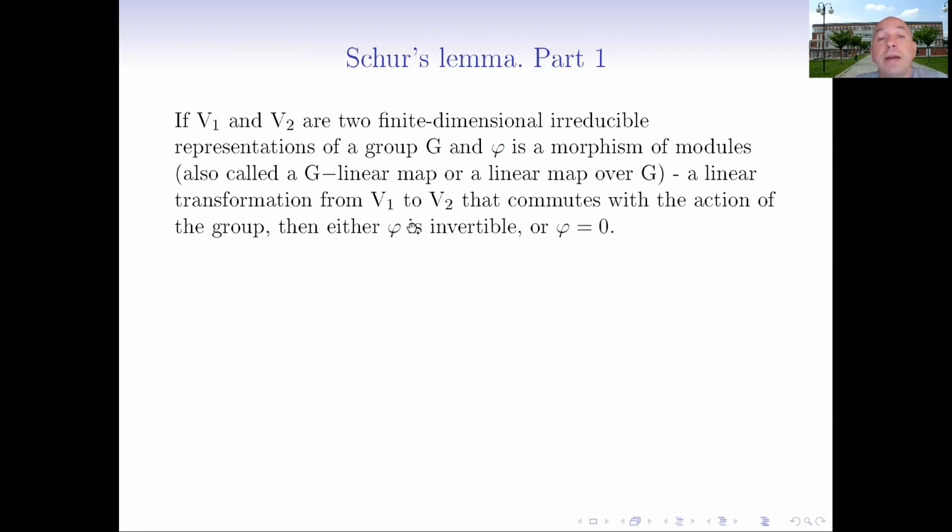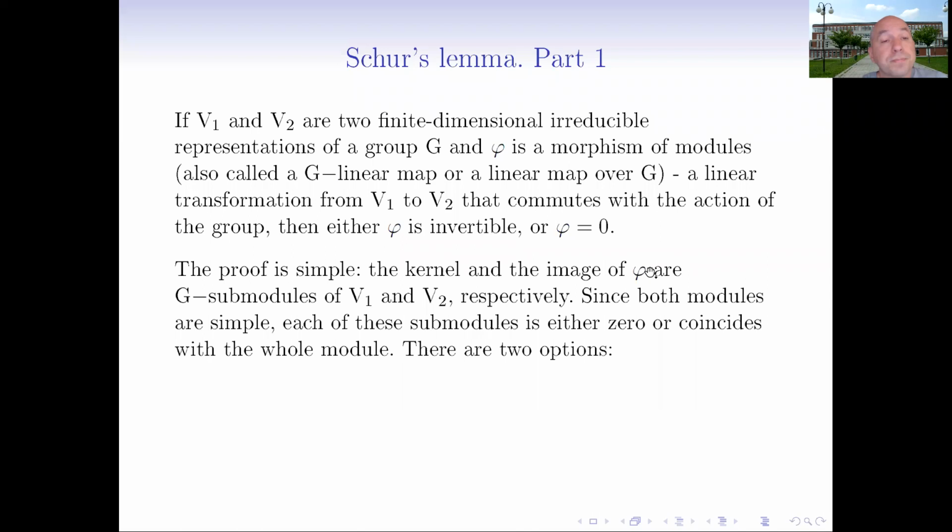Then phi must be either invertible, then it's an isomorphism, or trivial, 0. There are no morphisms from V1 to V2, where V1 and V2 are irreducible representations, other than an isomorphism and the trivial map. In particular, if V1 and V2 are not isomorphic, then only 0 is possible.